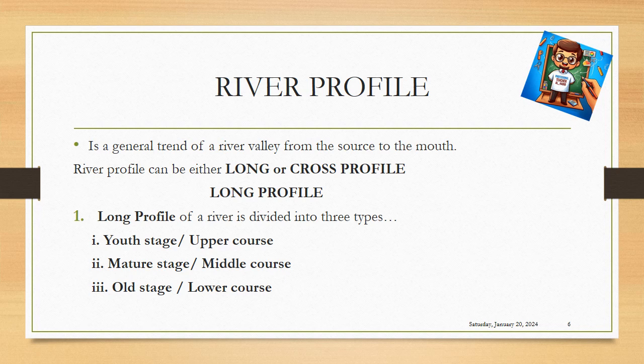Basically, river profile can be defined as a general trend of a river valley from the source to the mouth. River profile can be either long or cross profile. The long profile of a river is divided into three types: 1. Youth stage/upper course. 2. Mature stage/middle course. 3. Old stage/lower course. Let's start by looking at the long river profile in the coming slide.